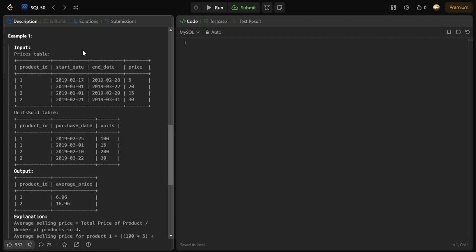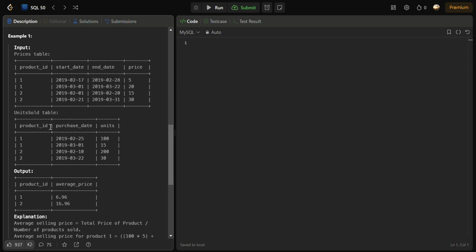And in the units sold table, in a particular month, like the February month or the March month, how many units of the product are sold. So in this example, for product ID 1, in the Feb month the units sold is 100. Similarly, in the March month the units sold is 15. So how can we find out the average selling price?